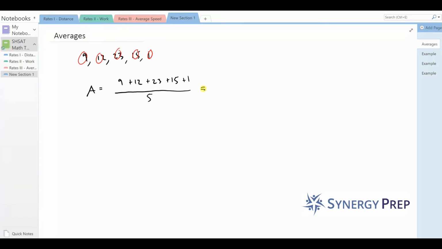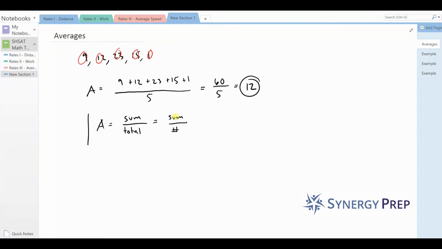9 plus 12 is 21, plus 23 is 44, plus 1 is 45, plus 15 is 60. Divide that by 5, and your average is 12. Easy, right? Pretty much. So the actual equation that we'll use for this is very simple. It's average is equal to sum of all the numbers that we have over total. Right? Or, as I like to actually keep it, sum over number.